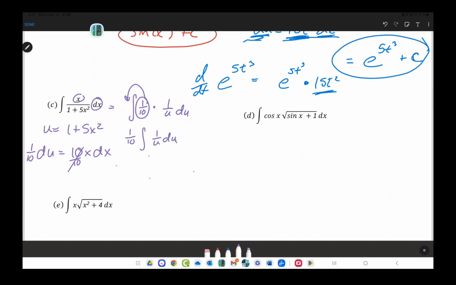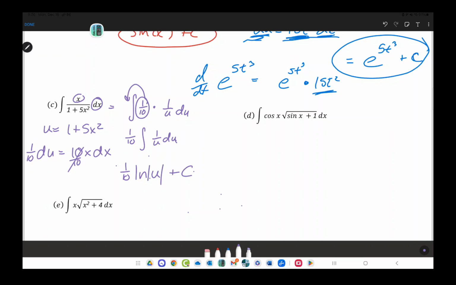All right, what gives us 1 over u? Natural log. So 1/10 natural log of u plus c.